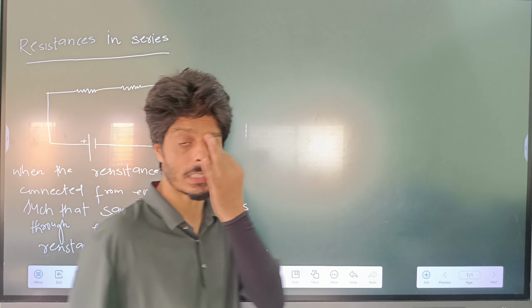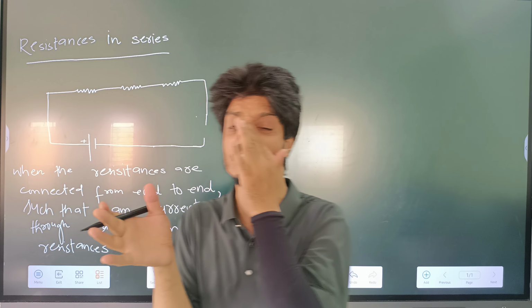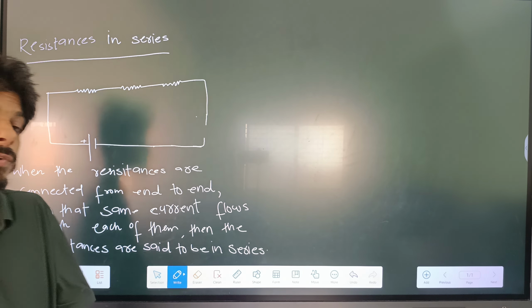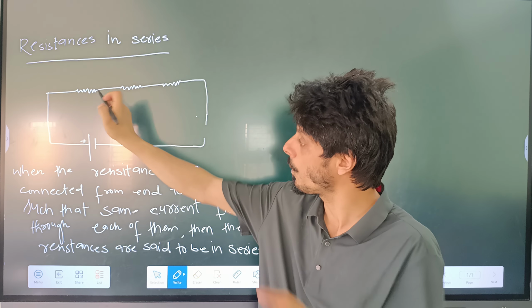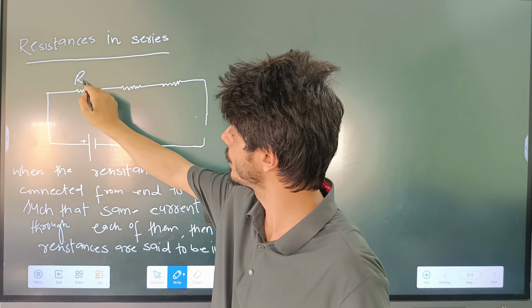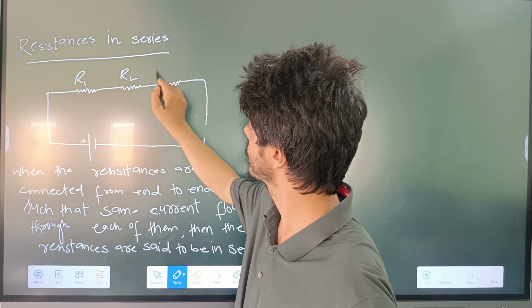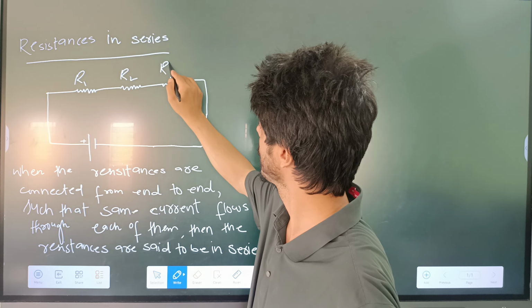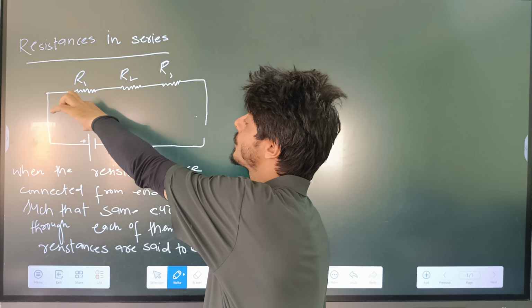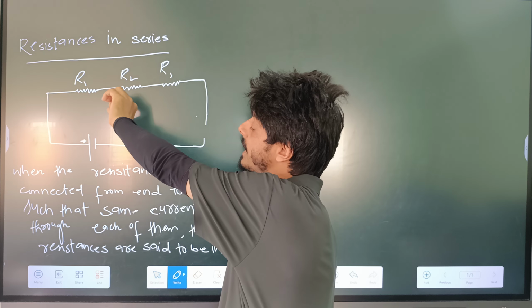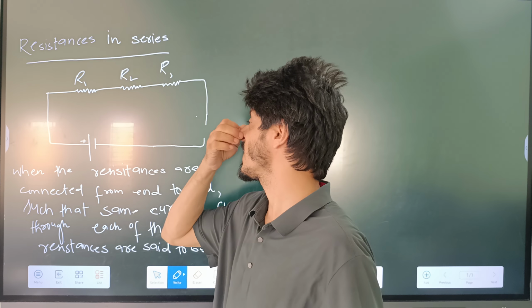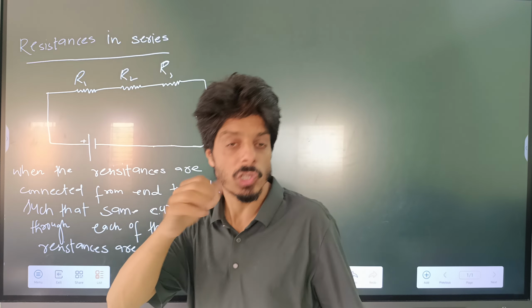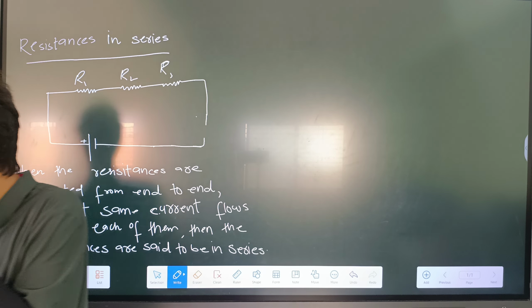So whenever the resistances in a circuit are connected end to end, what is meant by end to end? If this is the first resistance, this is the second resistance, and this is the third resistance, it means the end of the first resistance is connected to the beginning of the second resistance, and the end point of the second resistance is connected to the starting point of the third resistance. That is what is called end-to-end connection.